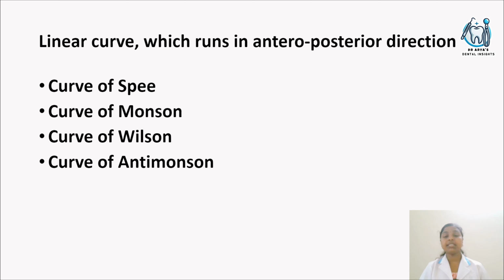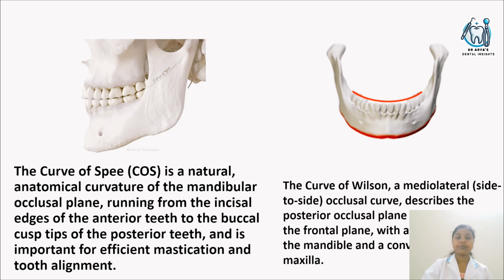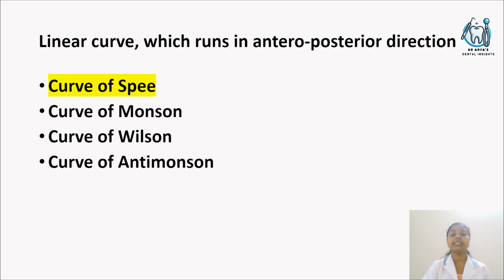The linear curve which runs in anteroposterior direction is curve of Spee, curve of Monson, curve of Wilson or curve of anti-Monson. This is the curve of Spee, a natural anatomical curvature of the mandibular occlusal plane running from incisal edges of the anterior teeth to the buccal cusp tips of the posterior teeth, and it is important for efficient mastication and tooth alignment. Whereas this is the curve of Wilson, a mediolateral occlusal curve. So curve of Spee is the anteroposterior curve.